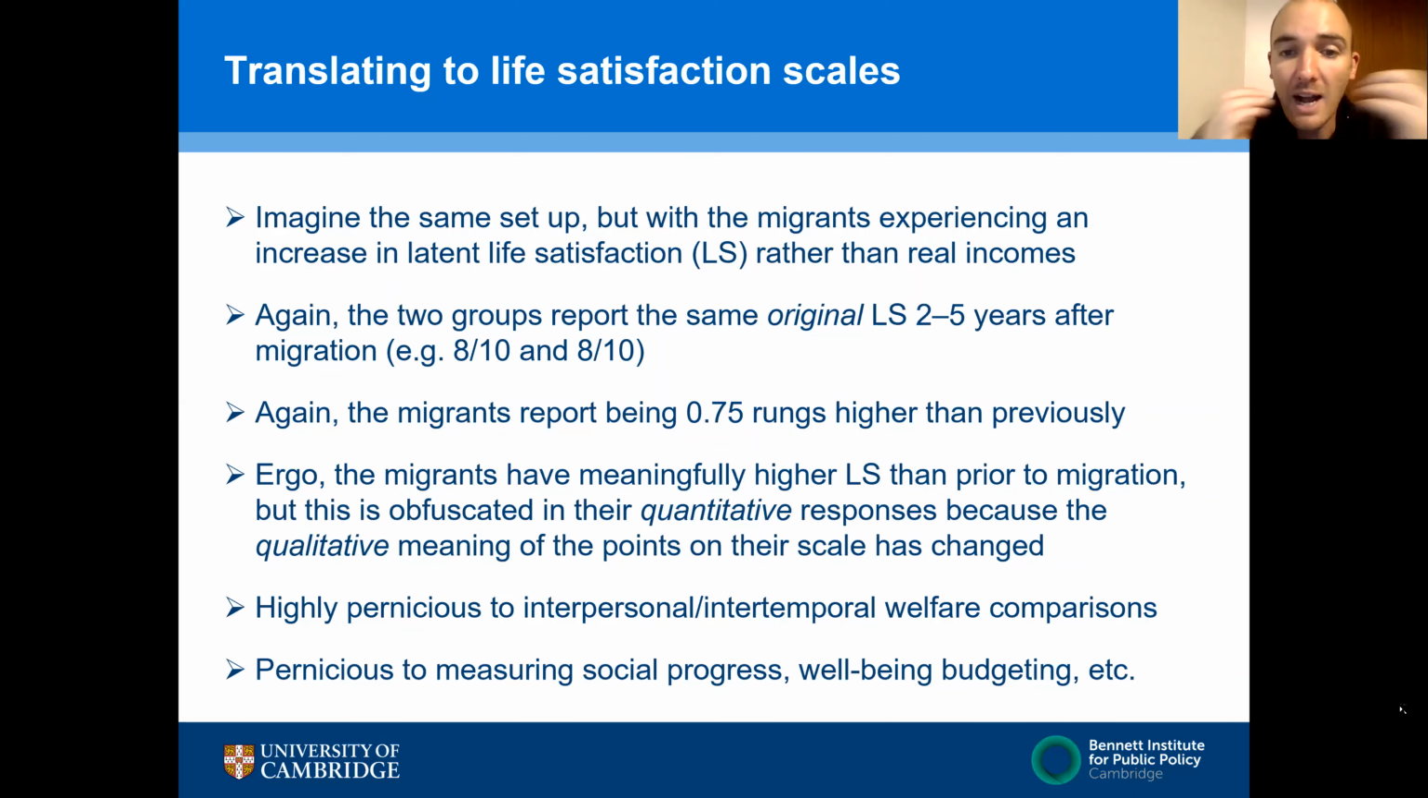So this kind of thing is highly pernicious to interpersonal and intertemporal welfare comparisons, because if you think about the migrants as essentially the same people as the Tongans, the migrant scale is no longer comparable to the unsuccessful migrant scale. So that means that you have an intergroup or interpersonal incomparability. And the migrant scale from today is incomparable to the scale that they used when they were still in Tonga. So there seems to be an intertemporal incomparability issue as well.